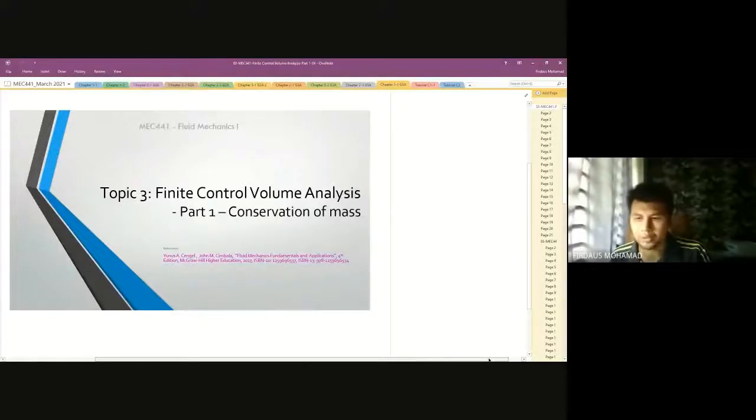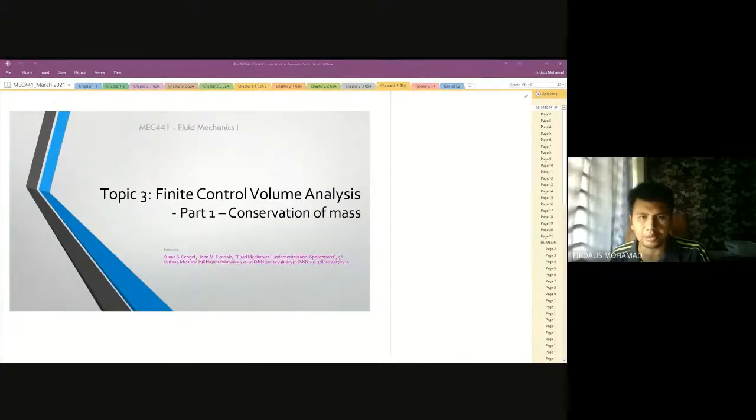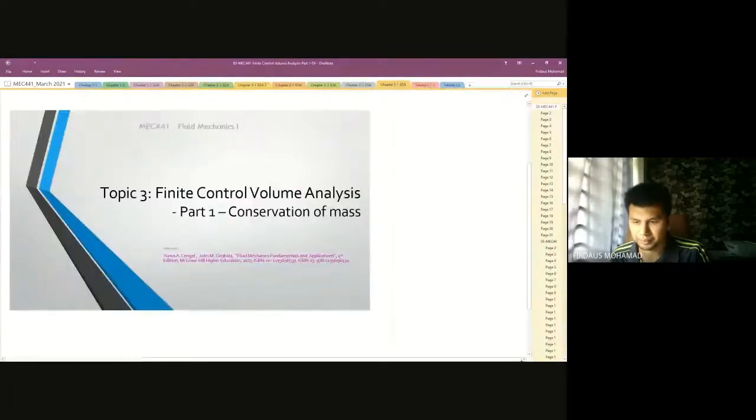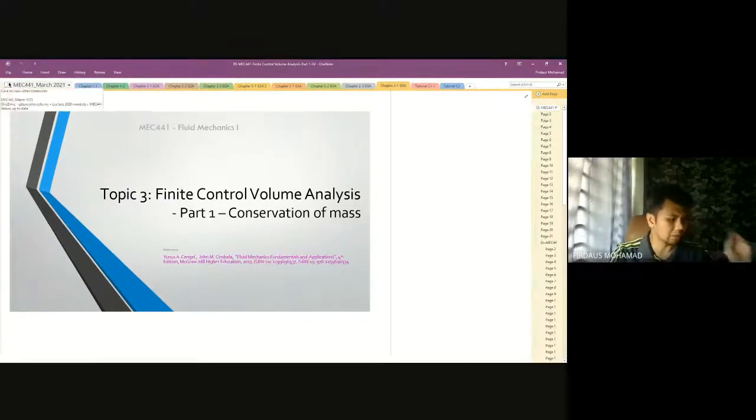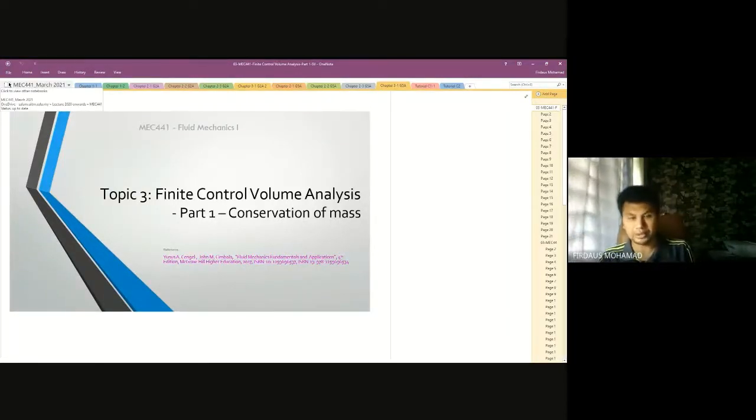So in any fluid mechanics or fluid dynamics analysis, it is important to know what types of analysis are available in order to solve for any fluid mechanics or fluid dynamics analysis. First, I would like to explain all these approaches and analyses that are available in order to solve fluid mechanics or fluid dynamics problems.